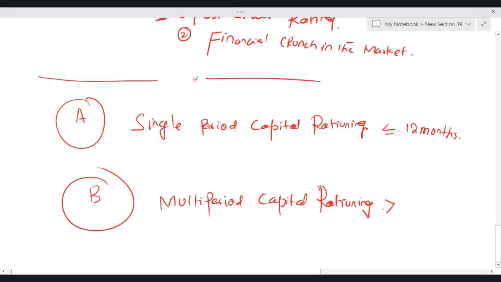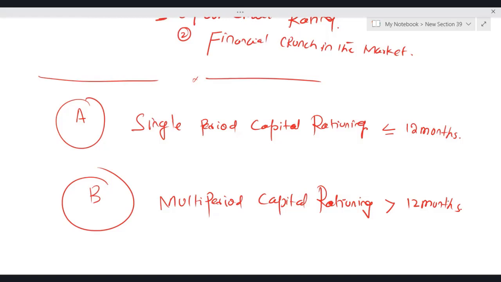Multi-period capital rationing means this capital rationing problem will be resolved, but it will take more than 12 months. When we say it will take more than 12 months, it means there is no limit. It could be 24 months, 36, 15, 18, whatever. It could be any time period, but it will be more than 12 months. So you will keep facing this problem of capital rationing for more than 12 months. So that is multi-period capital rationing.